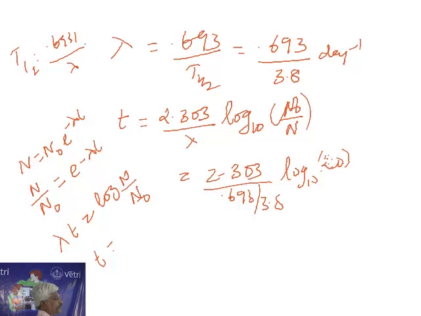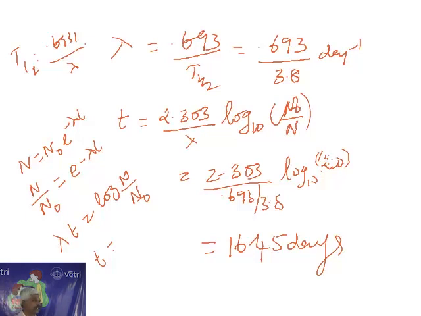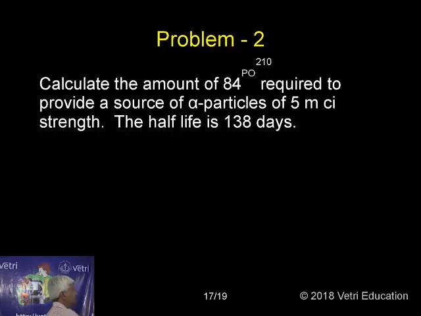What is that? Disintegration 20. On simplification, it is 16.45 days. This is the answer for this problem. Log to the base 10 of 20 is 1.3010. Substitute everything, and we are able to find out. What is the concept of this? Once we know lambda, the total time taken can be calculated. The second problem is a very important thing. Calculate the amount of polonium 84, 210.